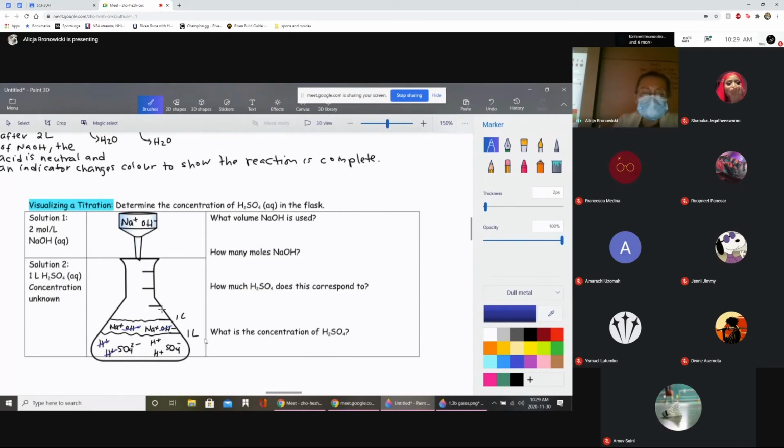But I know I have to keep going with my titration because my solution's still acidic. Once it's neutral, my indicator will change color. It's not neutral yet, so I'm going to pour in another liter of sodium hydroxide. So another liter of sodium hydroxide at 2 moles per liter.